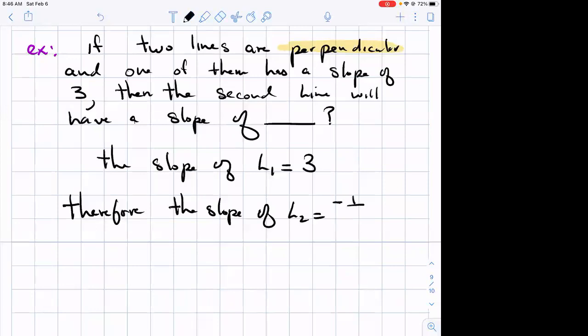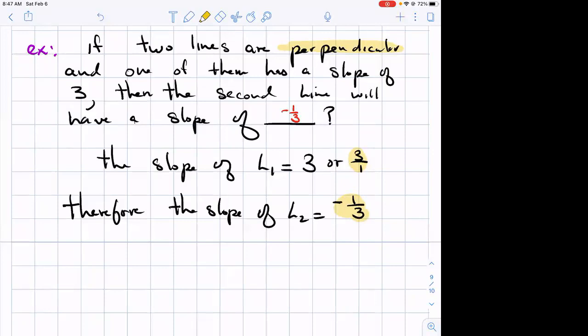Negative 1 over 3. We flip it, because this is the same as 3 over 1, right? Reciprocal just means flip. So this answer here will be negative 1/3. Notice that when lines are perpendicular, the signs of the slope are always opposite. One is positive and one is negative.